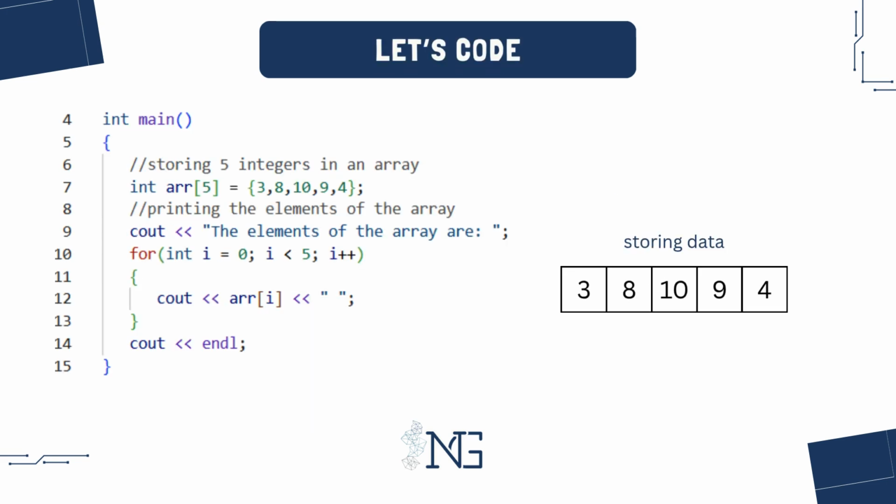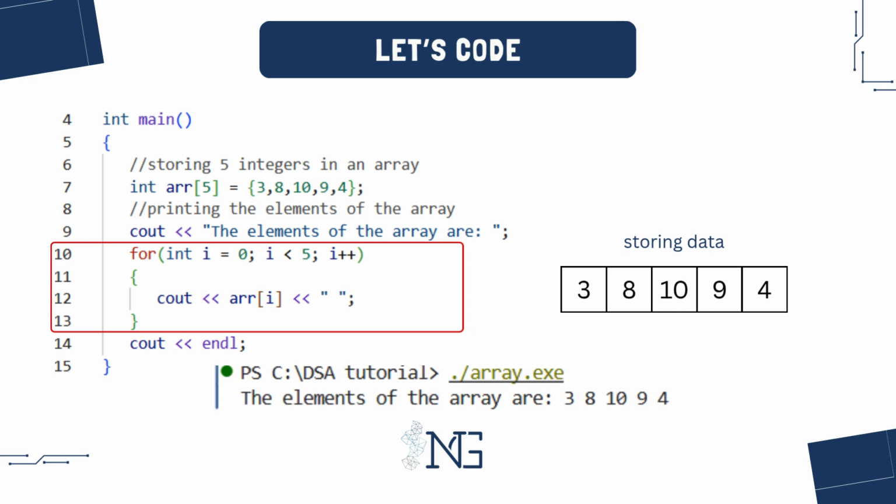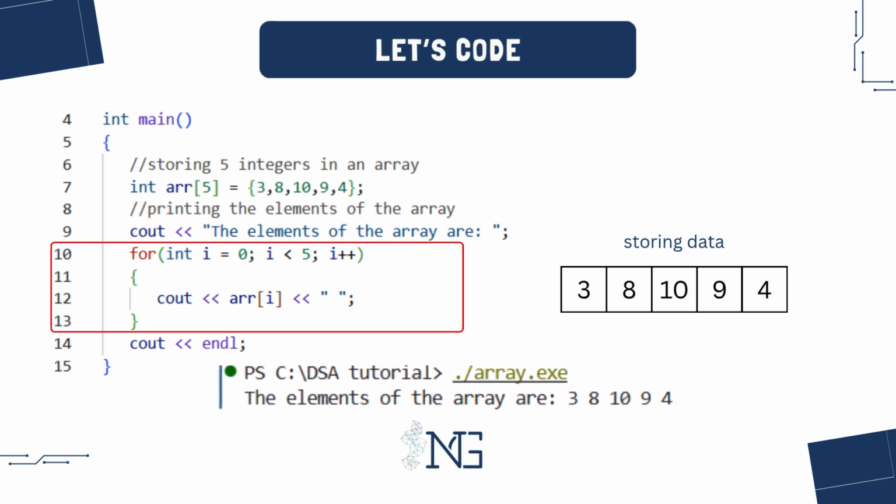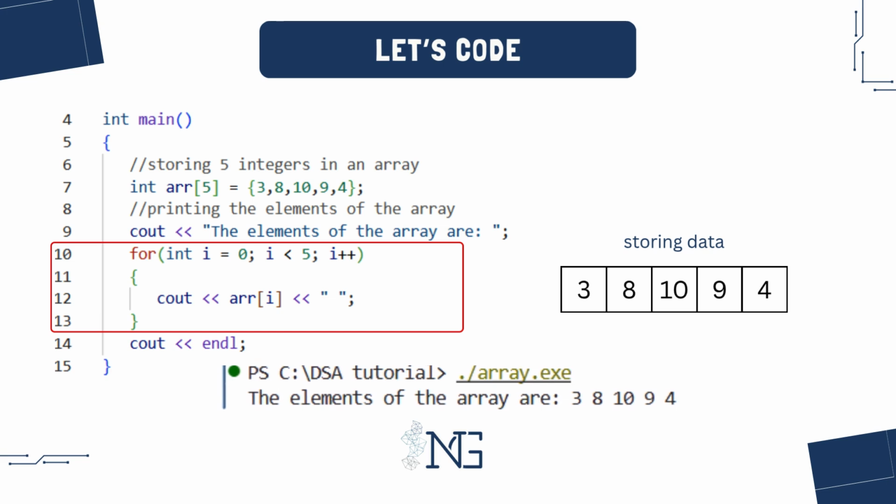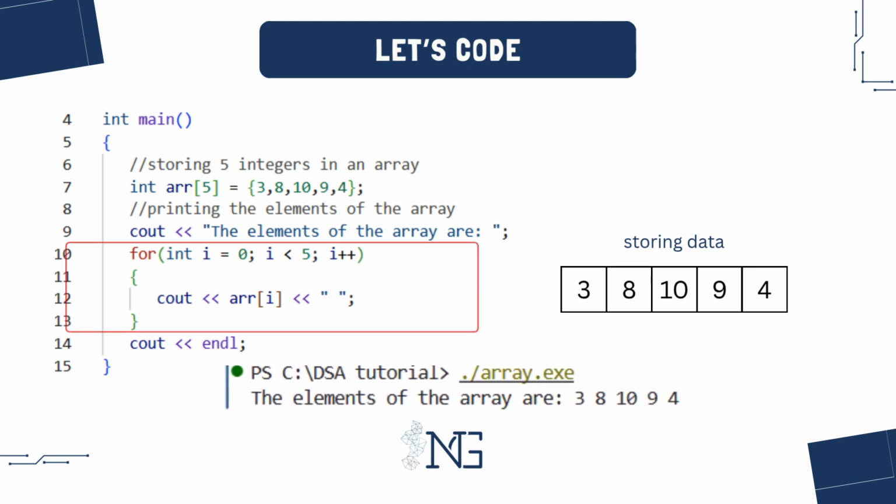In this example, we're directly declaring and initializing the array with values 3, 8, 10, 9, and 4. This means we've already assigned values to each index at the time of declaration. Then, using a simple for loop, we're printing each element of the array one by one. The output will display the elements of the array are 3, 8, 10, 9, 4. This is a quick and easy way to work with known values in an array without asking the user for input.